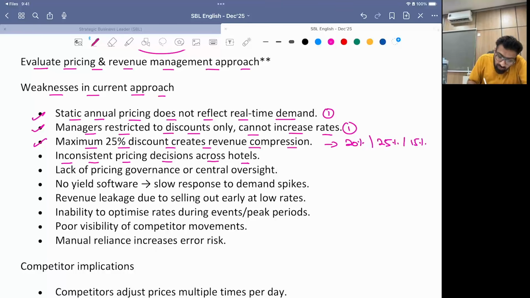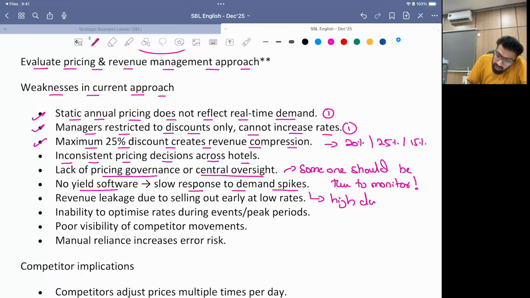Then, lack of pricing governance or central oversight. Someone should be there to monitor, guys. No yield software, slow response to demand spikes. High demand would require high price. High demand equals high price, but the managers are not following it. This is really bad because they have been given a printout of the prices.